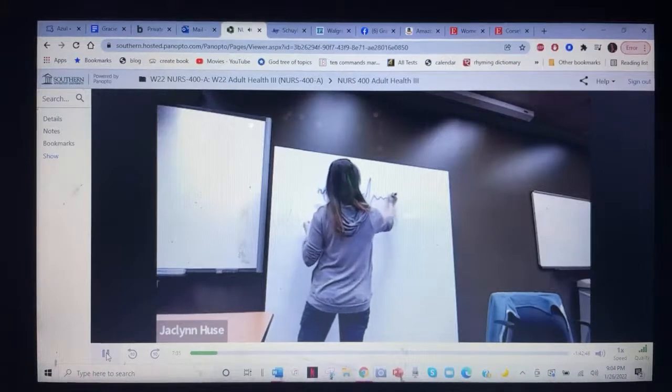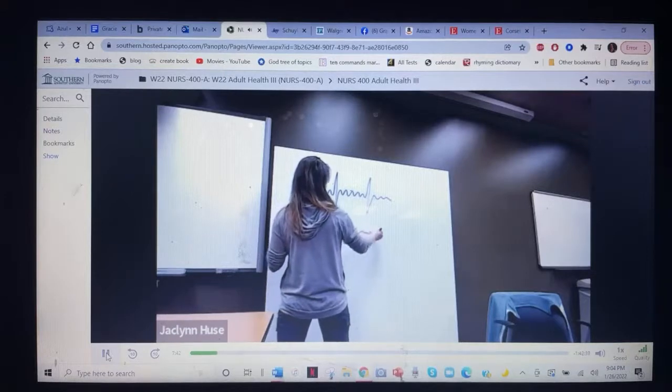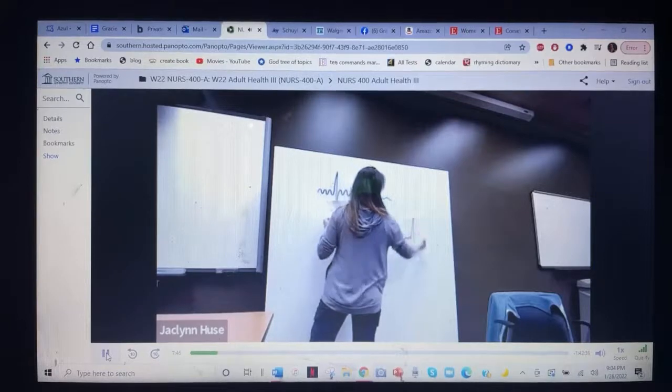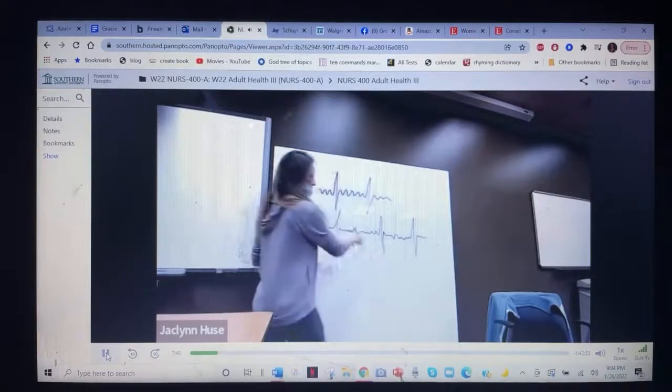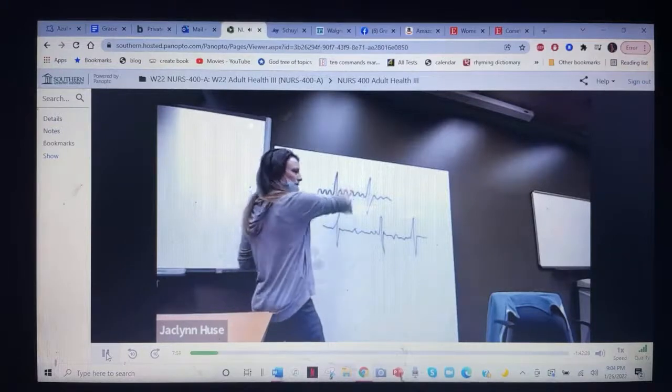AFib. Well, not quite. That's flutter? Yeah, atrial flutter. Okay, that's AFib. Squiggle. Okay, I was like, what a T-word? Well, you know, because flutter and fib are just kind of random. Flutter is more like a regular saw.